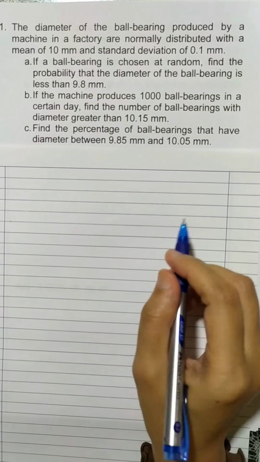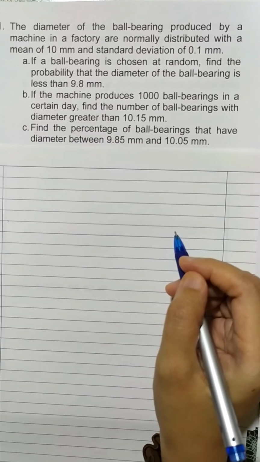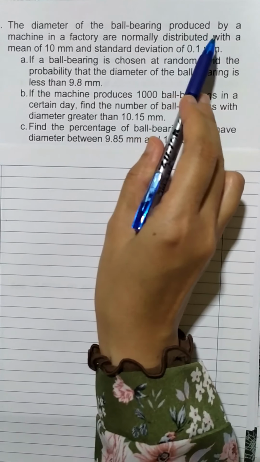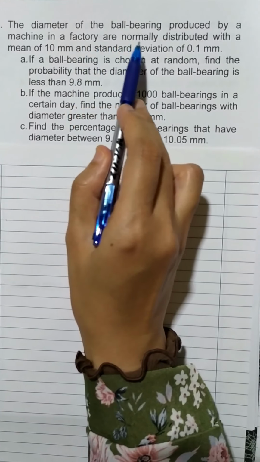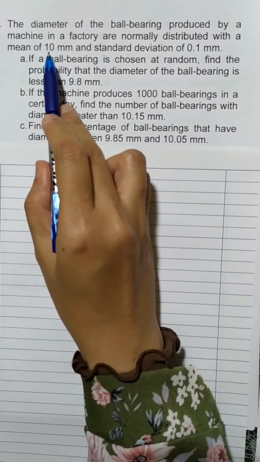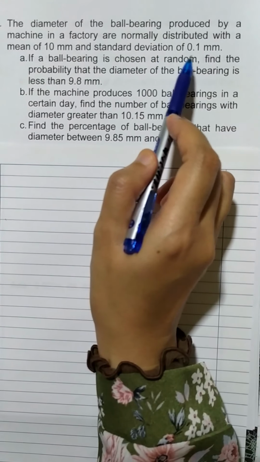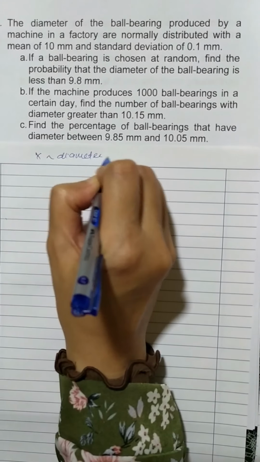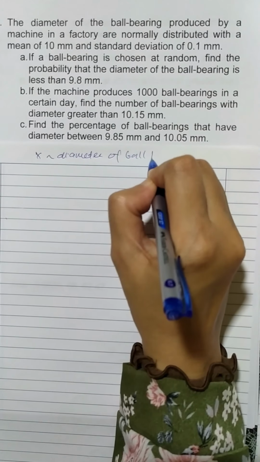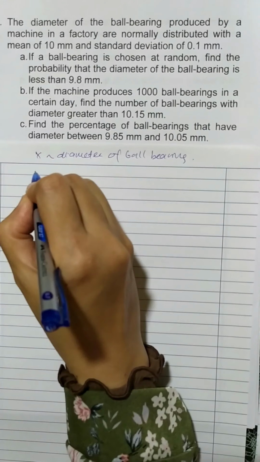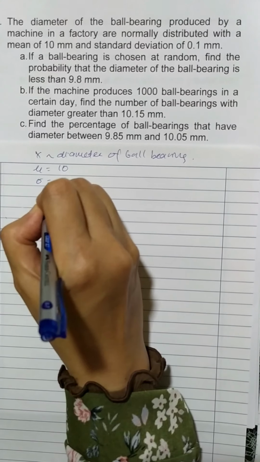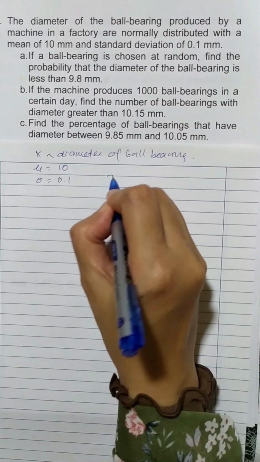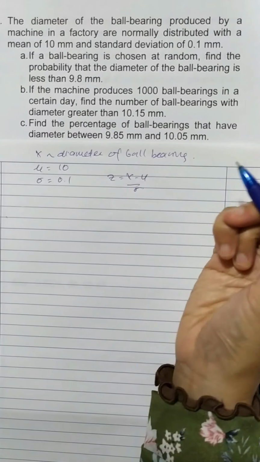In this video, we are going to solve a few questions involving normal distribution. The first example: the diameters of the ball bearings produced by a machine in a factory are normally distributed with a mean of 10 mm and a standard deviation of 0.1 mm. So X is the diameter of a ball bearing. The mean is 10, the standard deviation is 0.1. This is a normal distribution, so Z equals X minus mu over sigma.